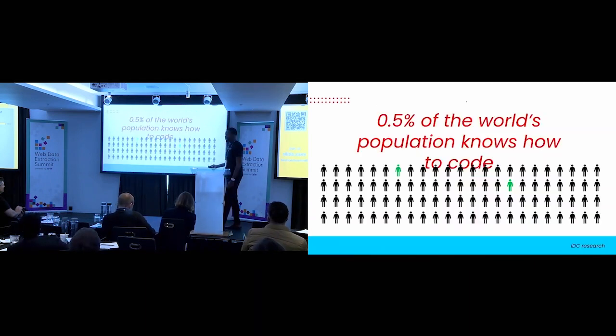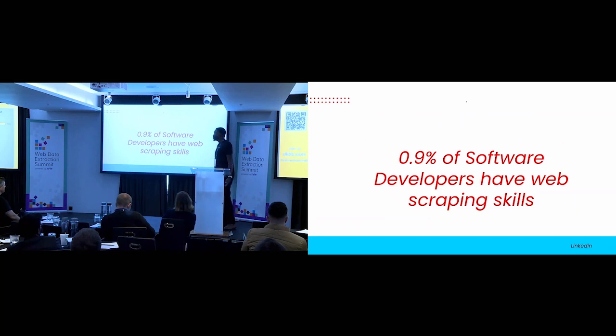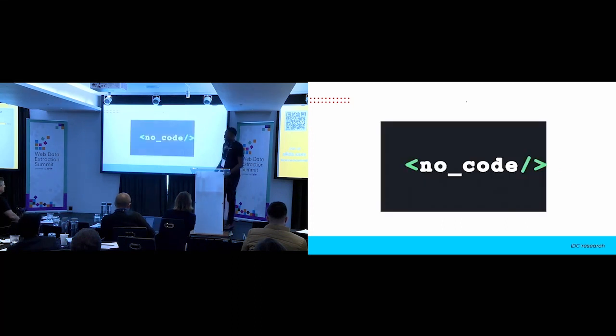But the problem is, less than 0.5% of the world's population know how to code. Even more shocking, less than 1% of software developers have web scraping skills. With the no-code movement, the power shift is happening.